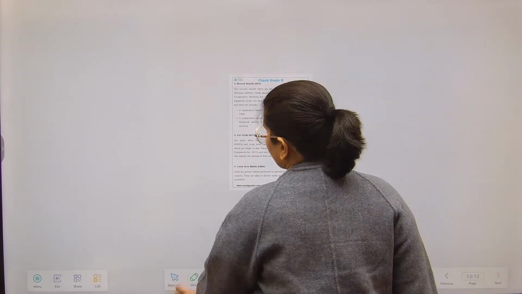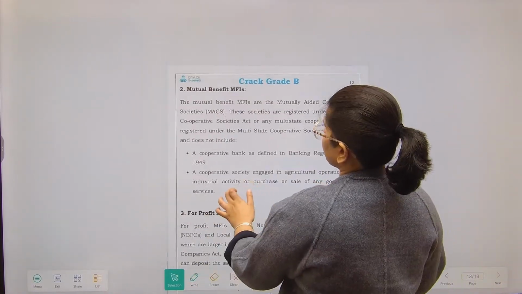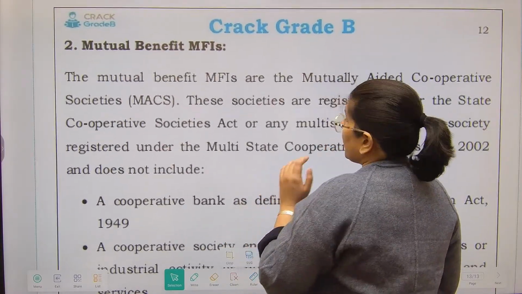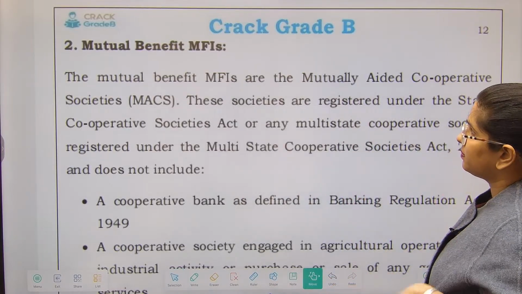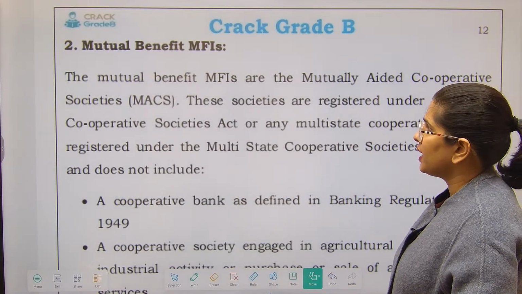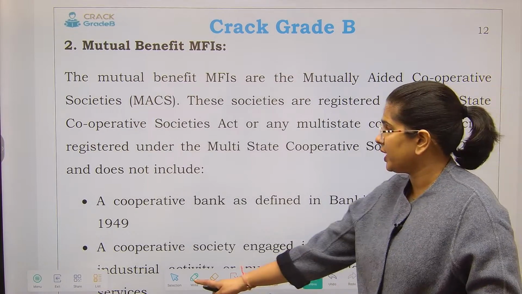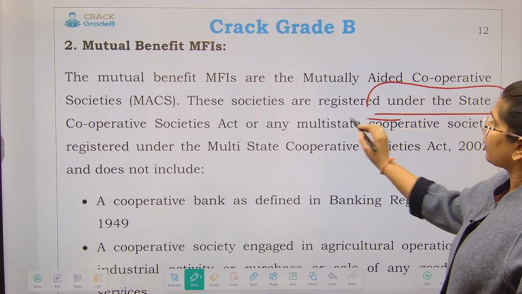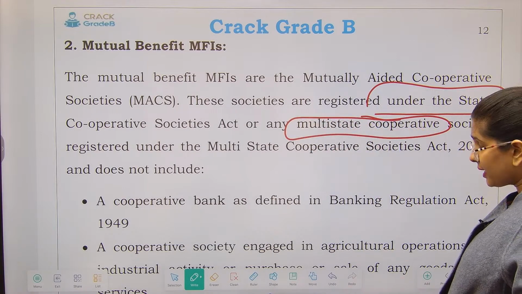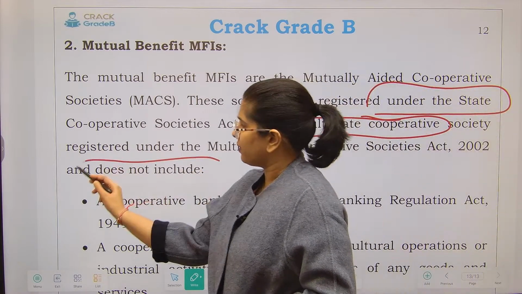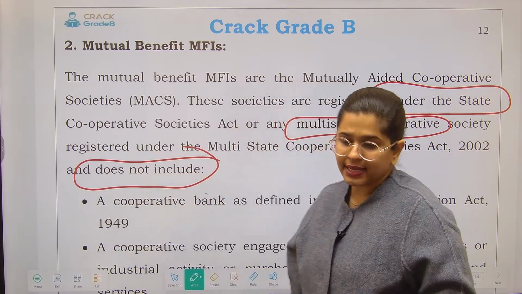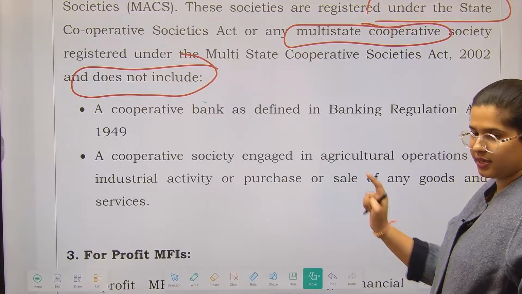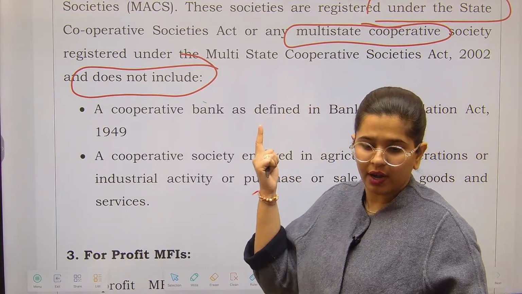And then we have mutual benefit microfinance institutions. Let us see that as well. They are in the form of mutually aided cooperative societies, right? They can be registered under the State Cooperative Societies Act or the Multi-State Cooperative Societies Act, but there is an exception. What is the exclusion over here? A cooperative bank, which is defined under the Banking Regulation Act, cannot be included here, right?